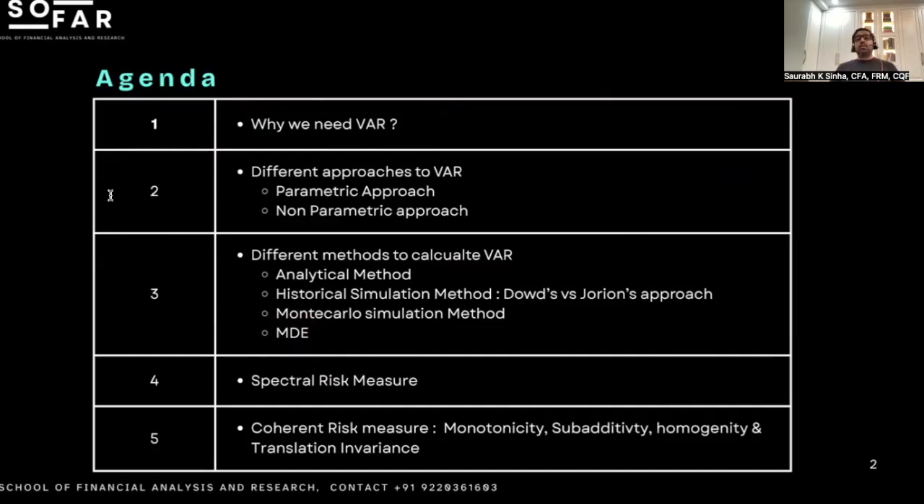Then we'll discuss what a spectral risk measure is. And the last section is: is VaR a coherent risk measure? Is VaR a good measure like standard deviation? If standard deviation was there, why do I need VaR? Is it a coherent risk measure? What is the meaning of coherent risk measure? We'll discuss the four properties of a coherent risk measure. And that is the agenda. So this is what we'll discuss today.